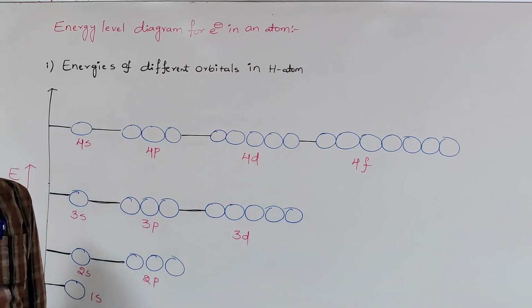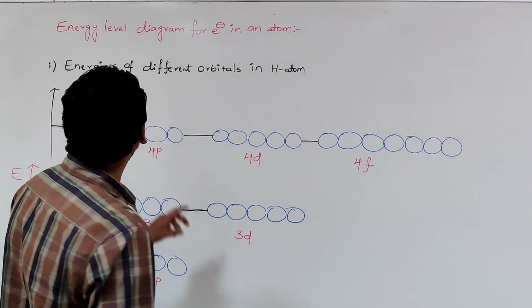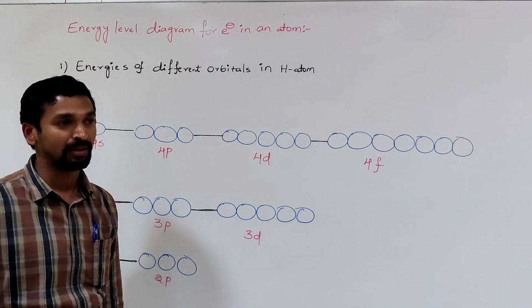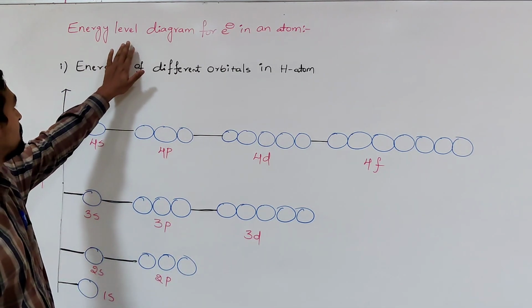In the last class, we discussed the quantum numbers. Today, our topic is the energy level diagram for an electron in an atom. So, what was the need to study this topic?